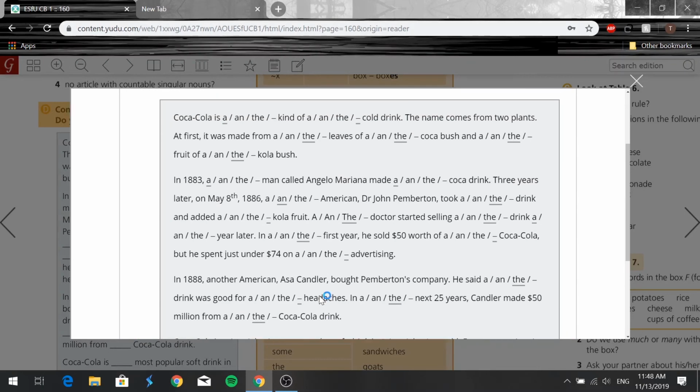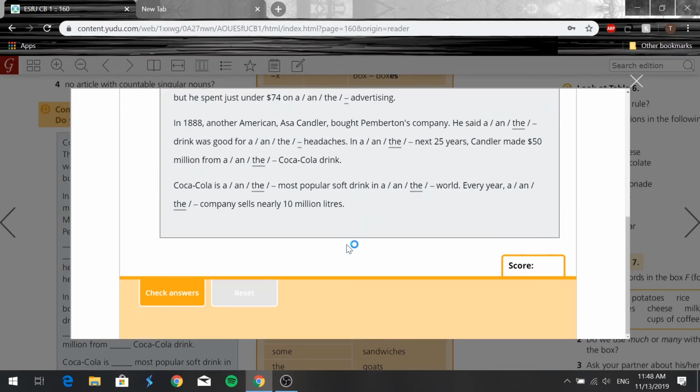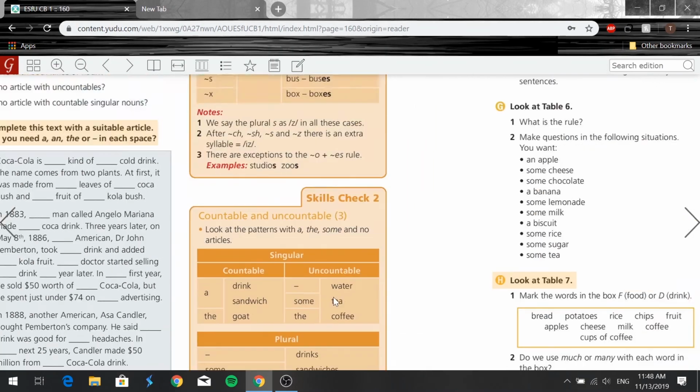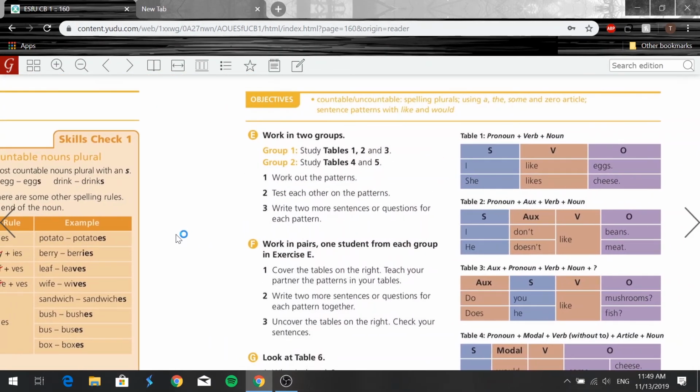Okay? So that was finding a suitable article, you guys. Now, let's move on. Do we have anything else here? No, we don't. Alright. Now let's move on to the tables.